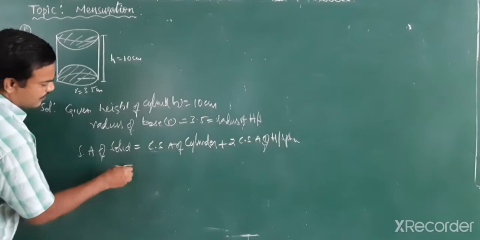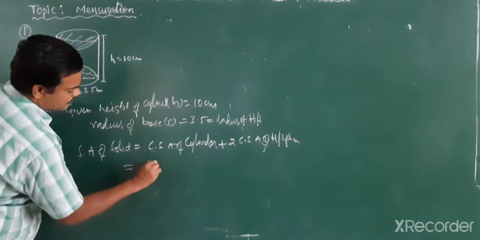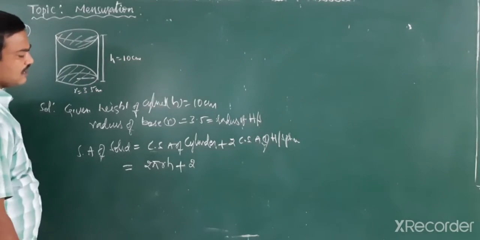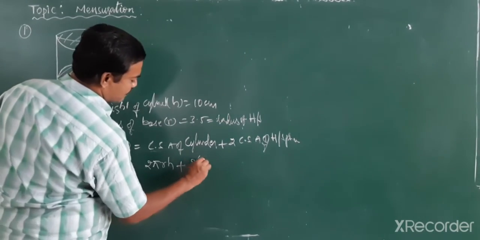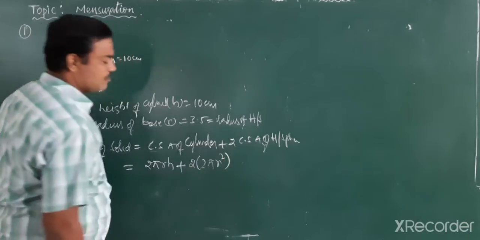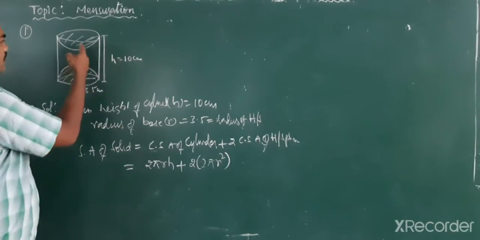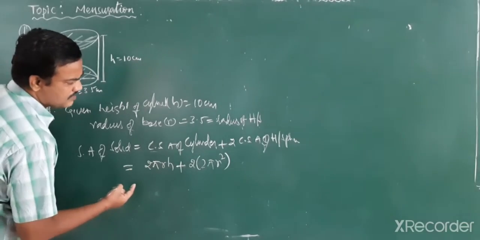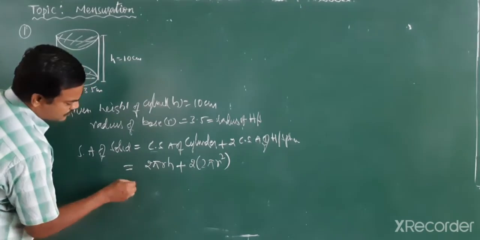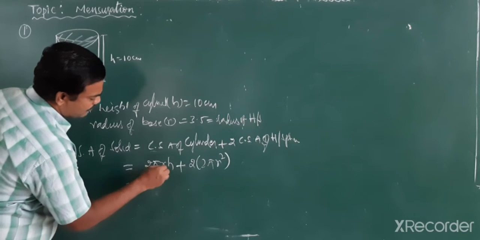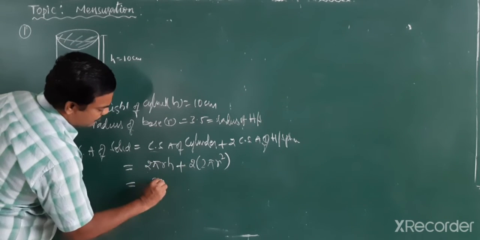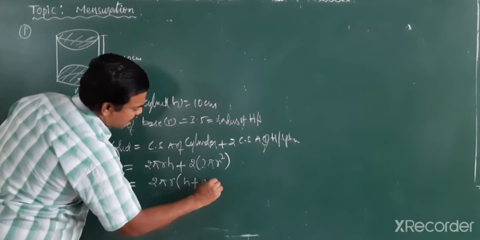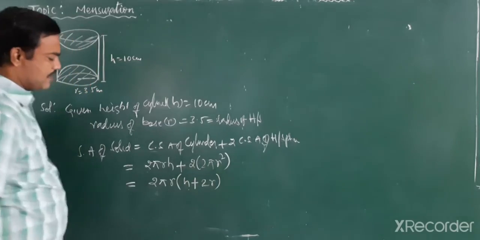Okay, so we have the formula: curved surface area of cylinder is 2 pi r h, plus 2 into curved surface area of hemisphere, that is 2 pi r square. Here the radius will be the same for both solids, hemisphere and cylinder. So from that, 2 pi r is taken common: 2 pi r times (h plus 2r).